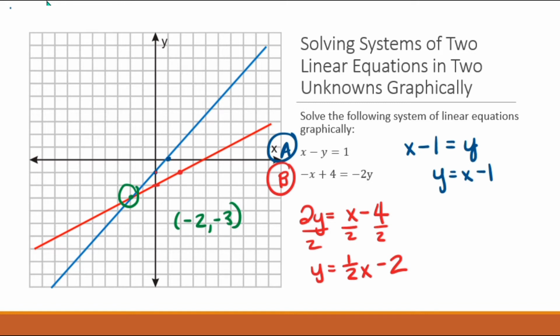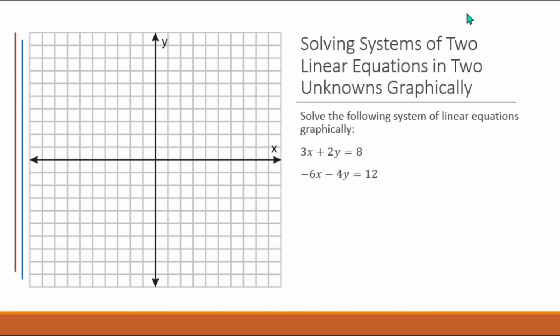So in equation A, I replace x with -2, and I replace y with -3. And I check to see whether the equation is true. Is -2 plus 3 equal to 1? Yep. So you know you're right for that line, and you would do the same thing. Check it in B to make sure you're correct.